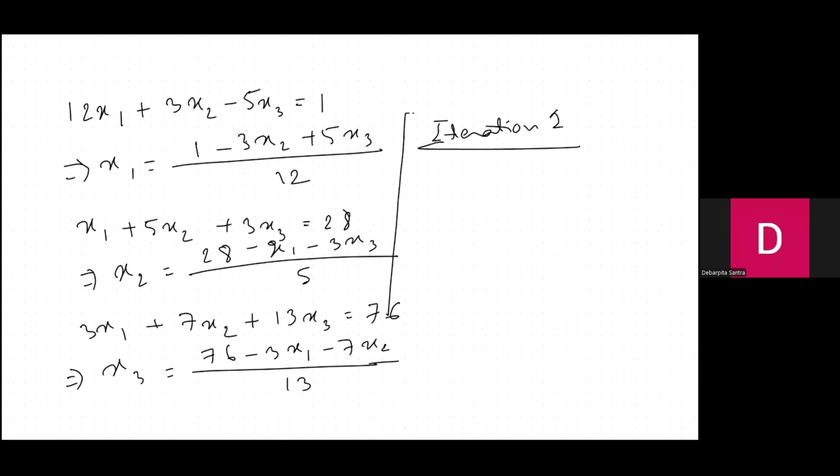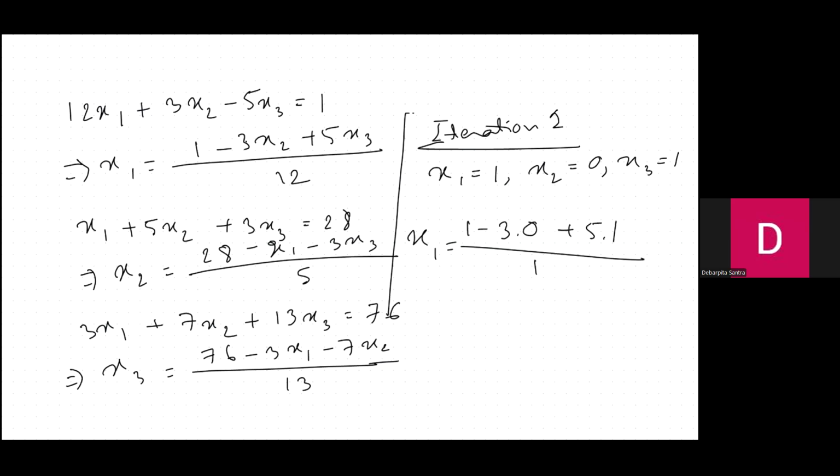iteration number 1, we use the initial guess. So what was our initial guess? In the initial guess, it was given x1 as 1, x2 as 0, x3 as 1. So if we put the values of x1, x2 and x3 in these equations, x1 becomes 1 minus 3 into x2, x2 means 0, plus 5 into x3, x3 means 1, divided by 12. So it becomes 1 minus 0 plus 5 divided by 12. So 6 by 12, that means 0.5. So x1 is 0.5. Now at iteration 1, we find x1 as 0.5. Just remember x1 is 0.5.